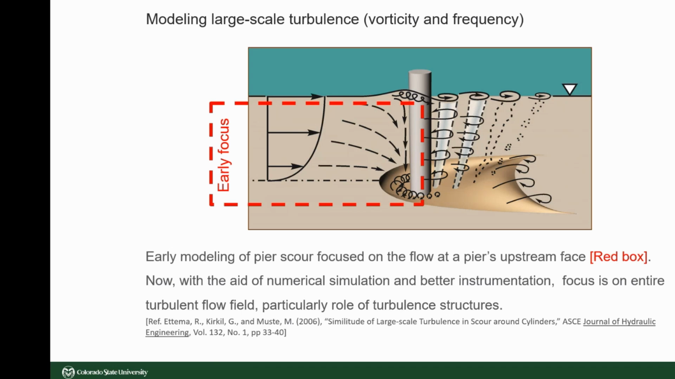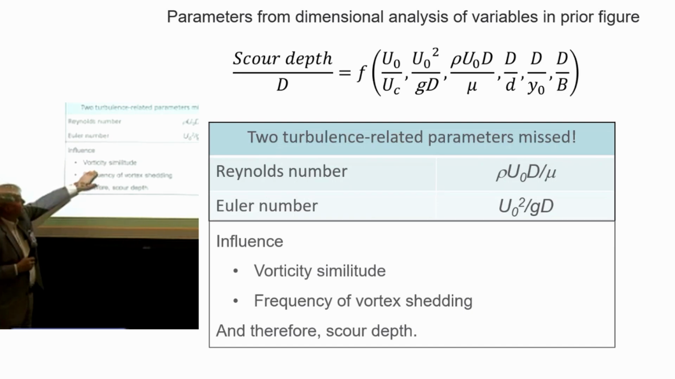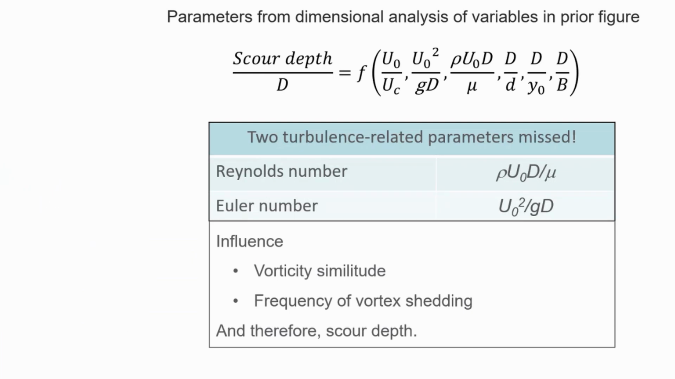Now we focus both on the front and on the whole flow field, which we need numerical models to show us. And as we discussed yesterday, increasingly these numerical models are showing us more about what the flow field looks like. In physical modeling, we've neglected Reynolds number and, I'd say, Euler number. And these numbers, as I'll show, influence vorticity strength, which is greater in the lab model than in the full scale, and the frequency of vortex shedding. You get more vortex shedding in the model than you do at full scale.